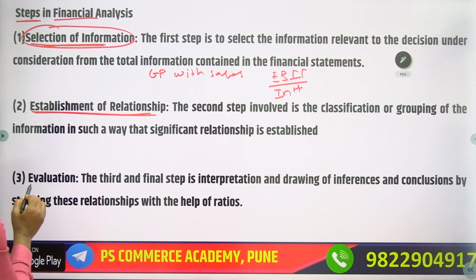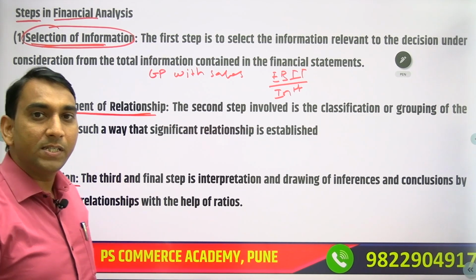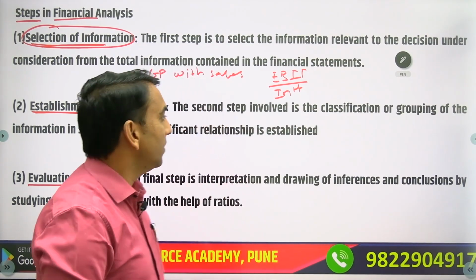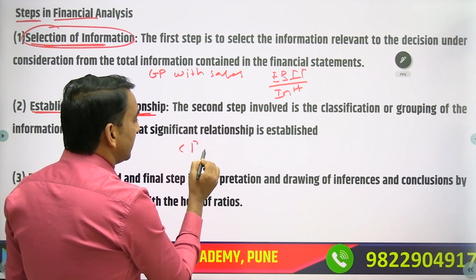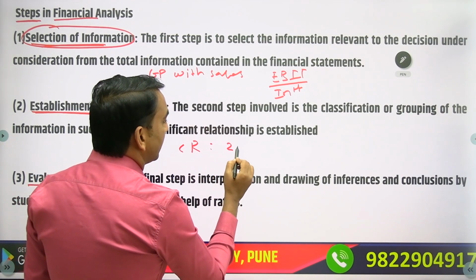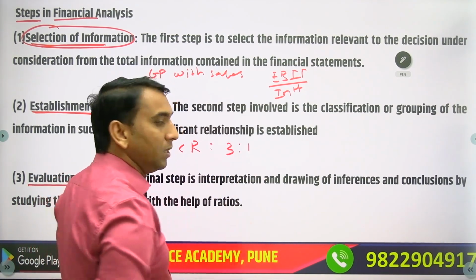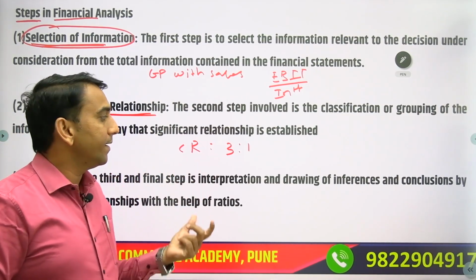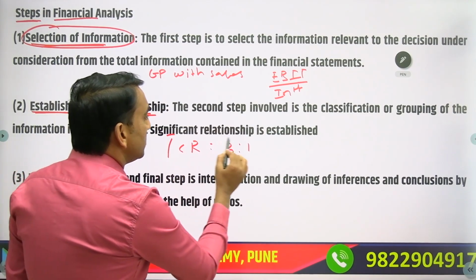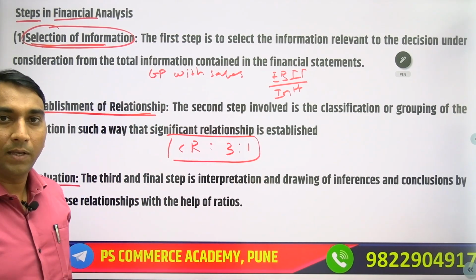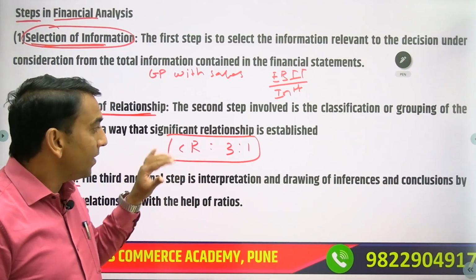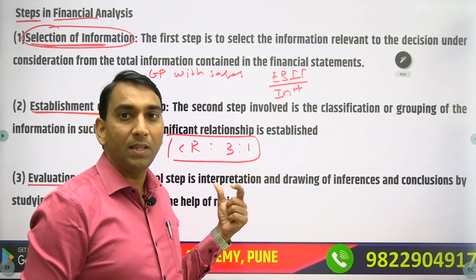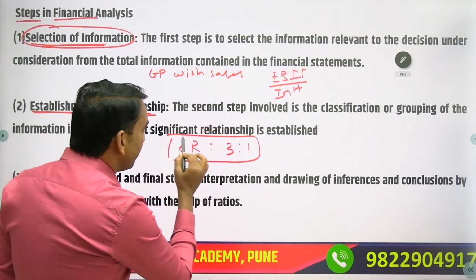Then the third step is evaluation. It is not just enough to calculate the ratio. Let us say I have calculated one ratio, let us say the current ratio comes to 3:1. I have established the relationship between two variables and calculated the ratio. Now this is not sufficient. We have to explain the meaning of this, what it means. So I have to explain the meaning of this.